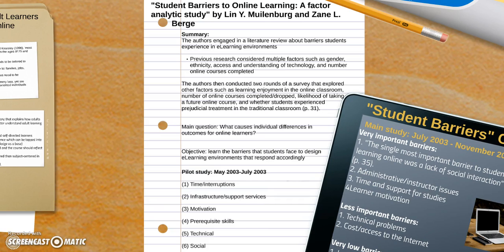So ultimately, these authors considered this research and then conducted their own surveys that explored other factors such as learning enjoyment, number of online courses completed and dropped, the likelihood of taking a future online course, and whether students experience prejudicial treatment in the traditional classroom. So the main question that these two authors were really focusing on was, what causes individual differences in outcomes for online learners? The objective also was just to learn the barriers that students face to design e-learning environments that respond accordingly.